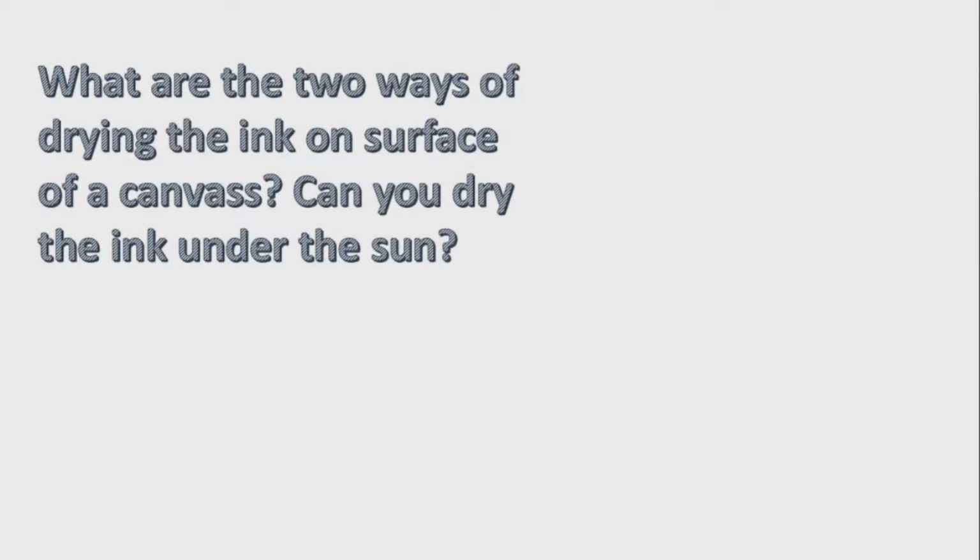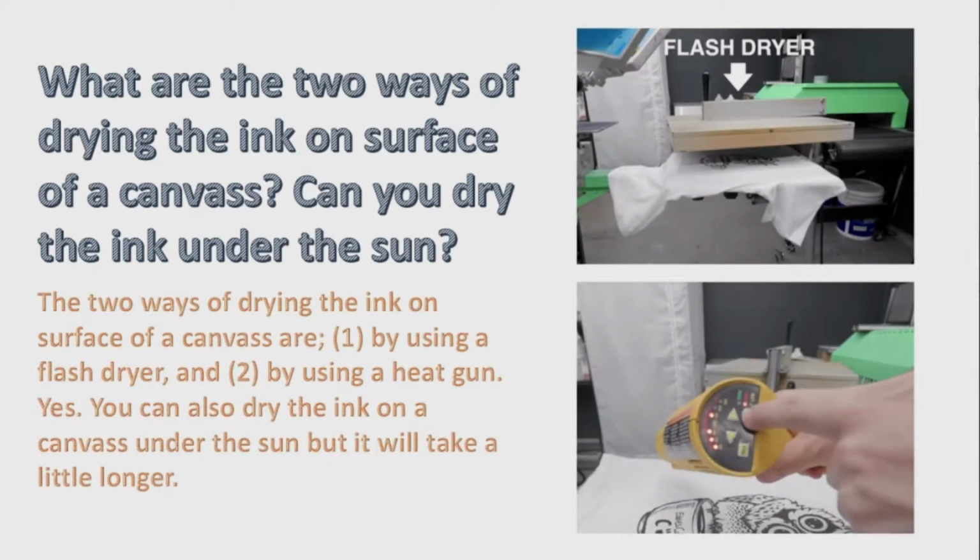Last. Number 20. What are the 2 ways of drying the ink on the surface of a canvas? Can you dry the ink under the sun? The answers are, the 2 ways of drying the ink on the surface of a canvas are, by using a flash dryer and by using a heat gun. And, yes, you can also dry the ink on a canvas under the sun, but it will take a little longer. Now, let us answer assignment number 3.